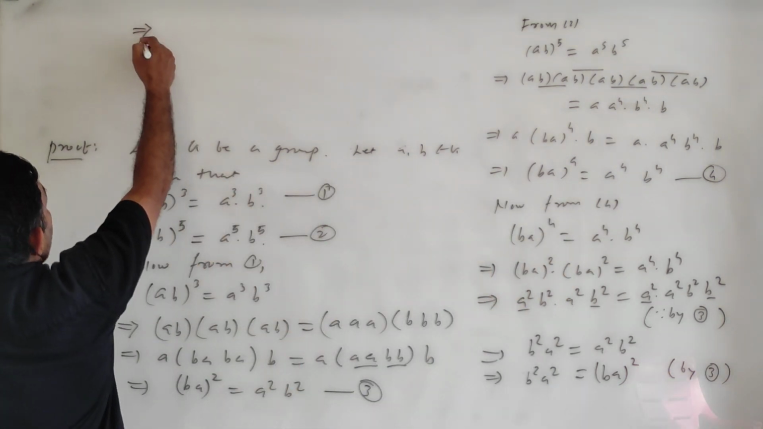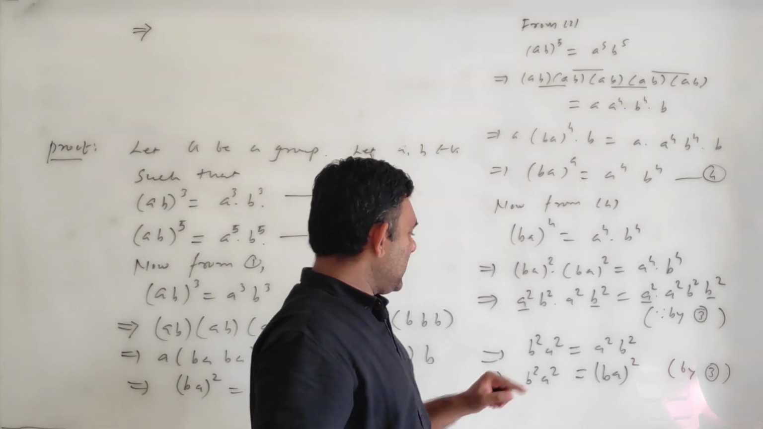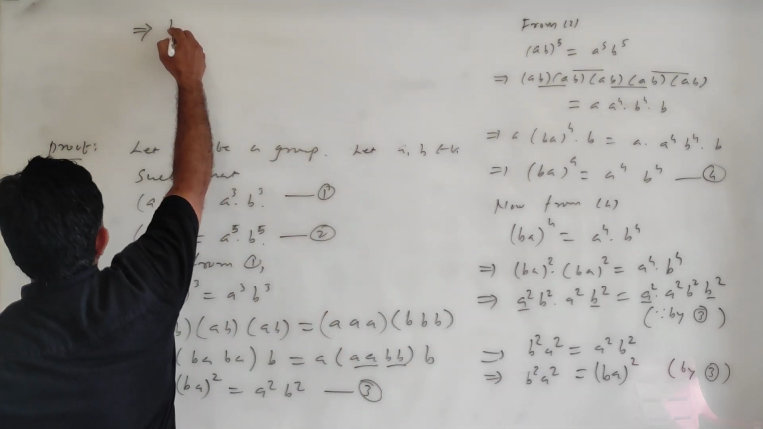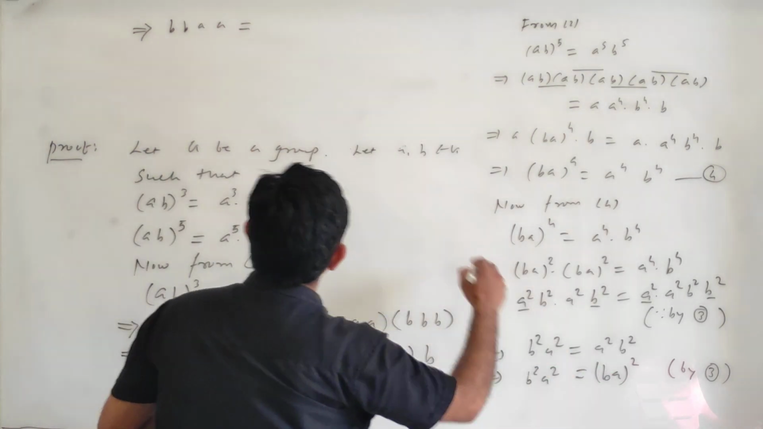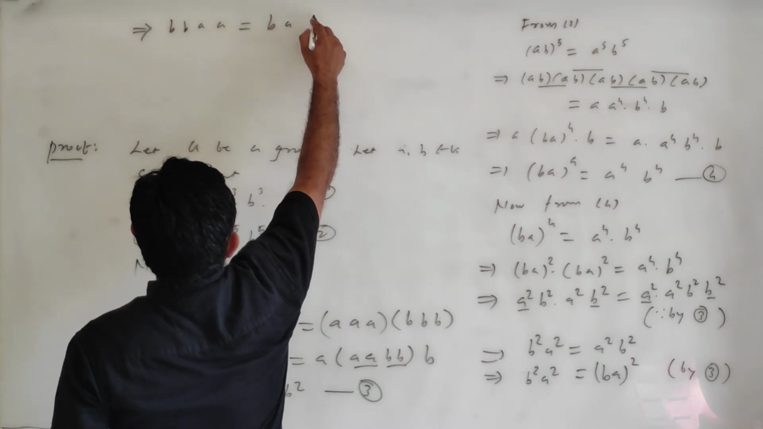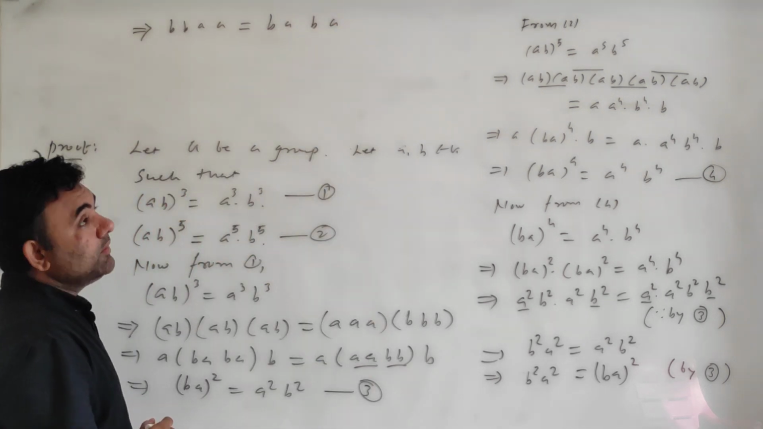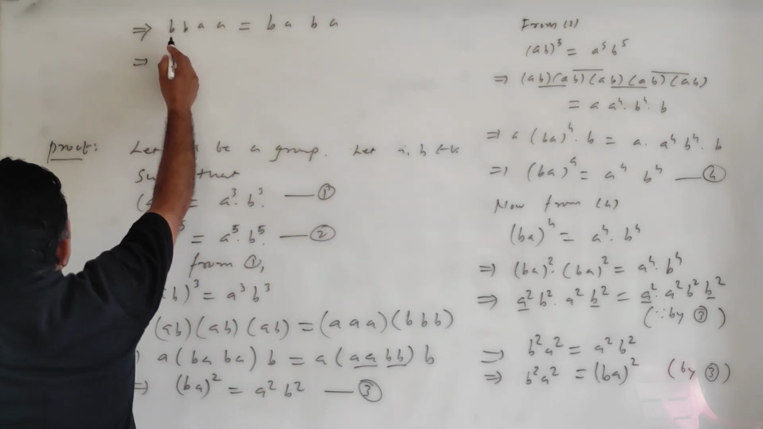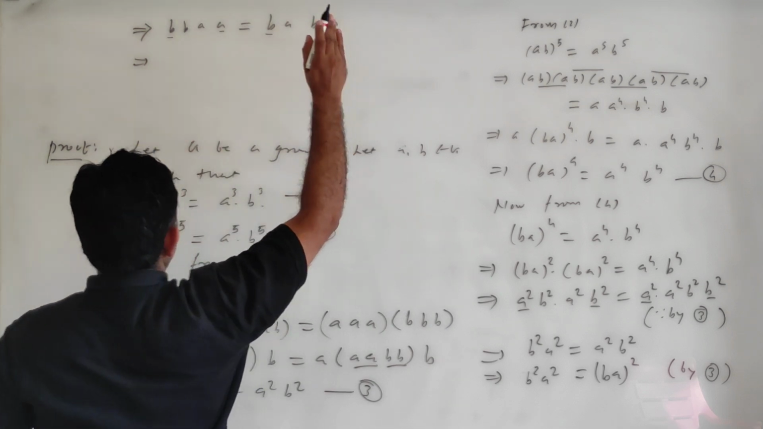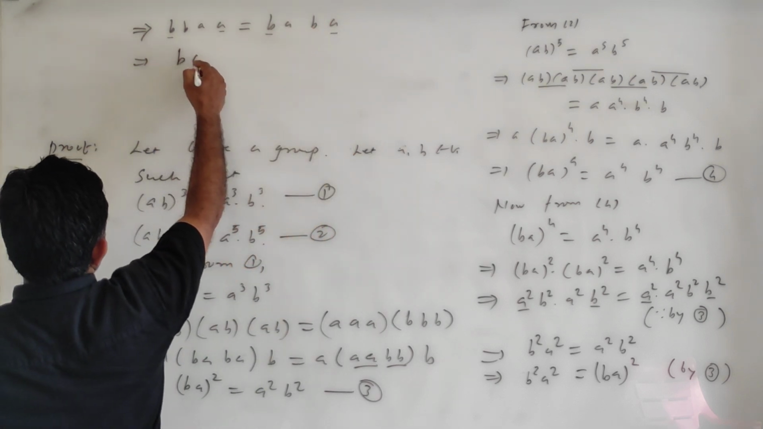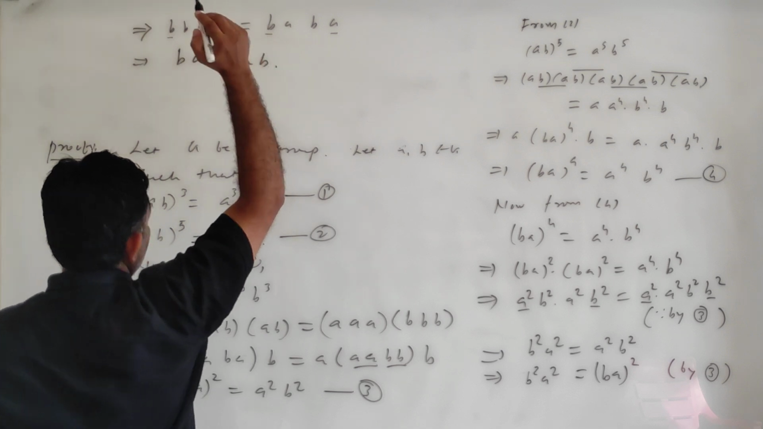So it gives me what? Now b square a square is what? It is ba, and ba square is what? It is ba. So here b is on left and a is on right. So by cancellation law I have ba is equal to ab and we are done.